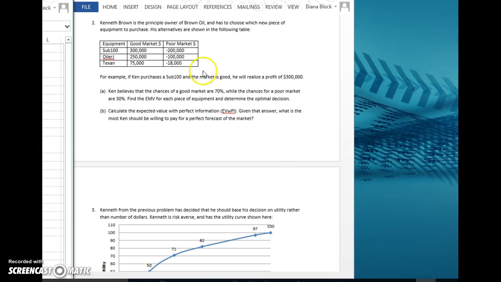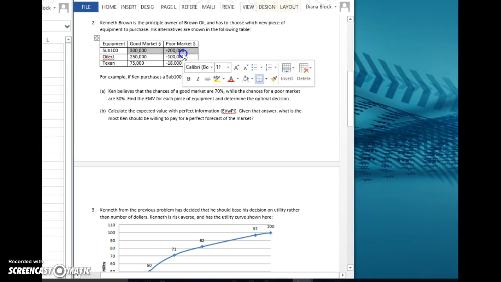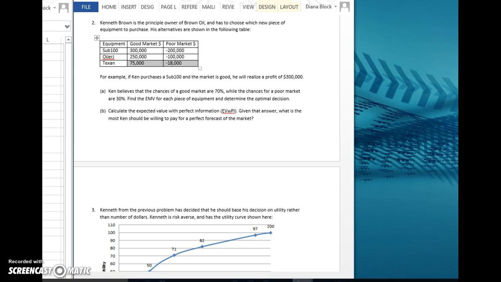So again, you may be completing this problem in Excel, and if that's the case, you're probably going to make a column right here next to the data that says expected monetary value. And then you're going to enter your formula to calculate the expected monetary value of the Sub 100, the Euler J, and the Texan. So you're going to calculate the expected monetary value of each of these equipment purchases. And again, it's a weighted value. And so the formula is on page 72.